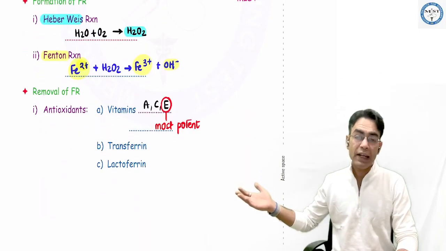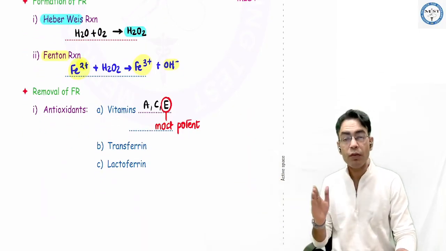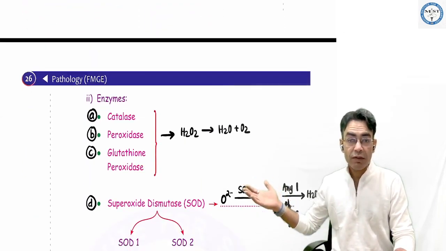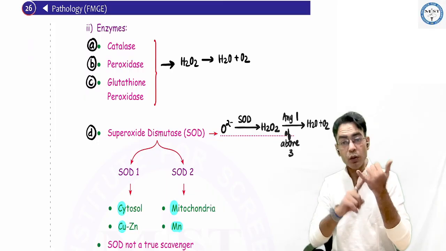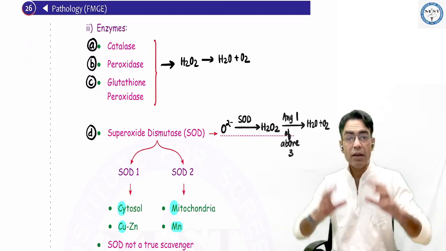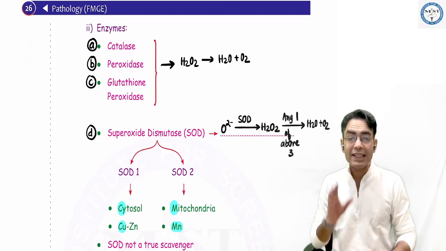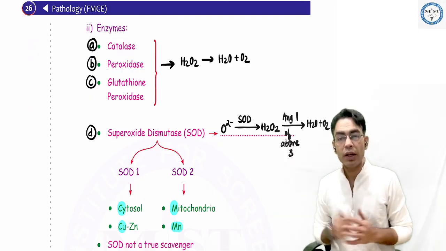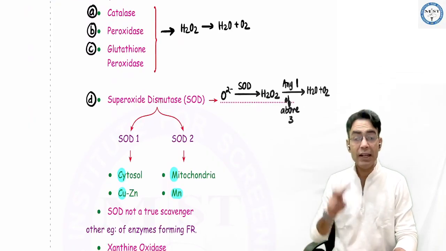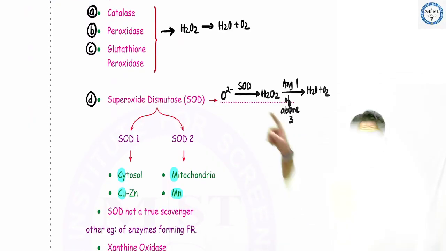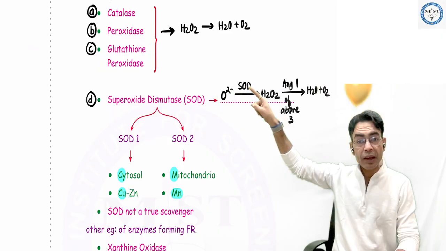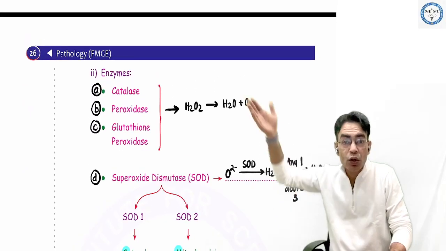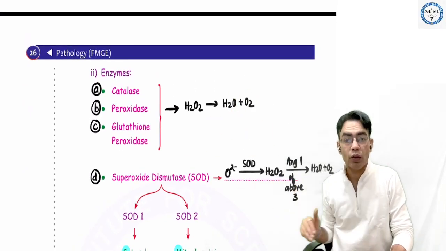Removal of free radicals: the antioxidants. Vitamin E is the most potent antioxidant vitamin. There are enzymes which we have discussed. There are four enzymes: catalase, peroxidase, glutathione peroxidase, and superoxide dismutase. Catalase, peroxidase, and glutathione peroxidase are breaking your H2O2 into water and oxygen. And superoxide dismutase requires two steps to break the superoxide ion. First, SOD converts your superoxide ion into H2O2. Then to break this H2O2, you require any of catalase, peroxidase, or glutathione peroxidase.